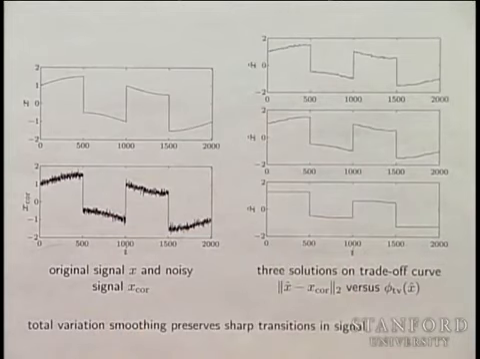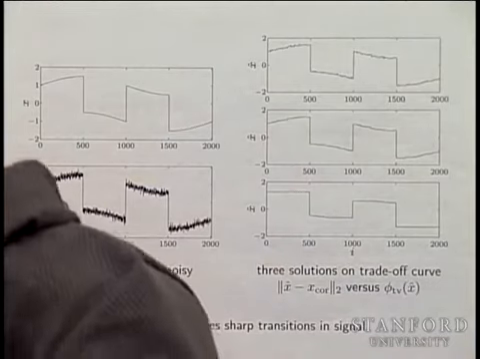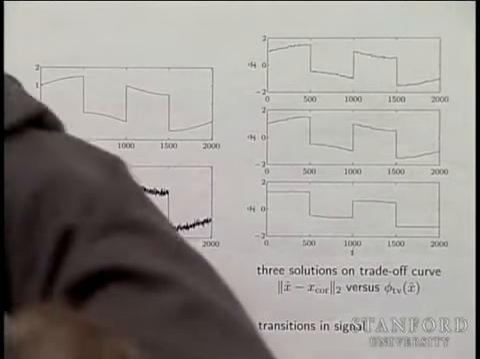So total variation denoising is used in image reconstruction, audio reconstruction, and it works amazingly well. It's actually used in a lot of commercial applications too. In images, I should say something about this just for fun.